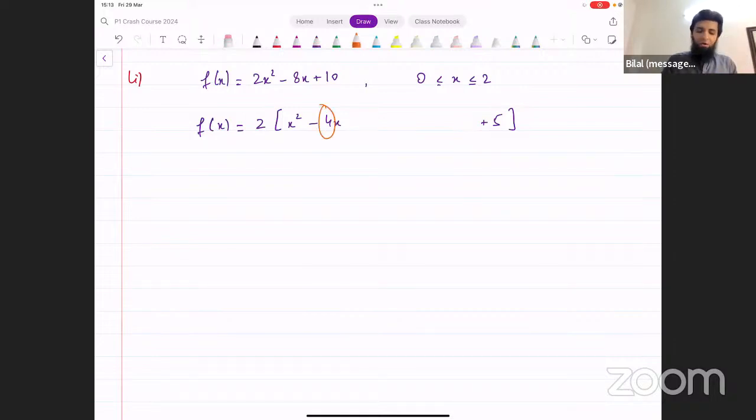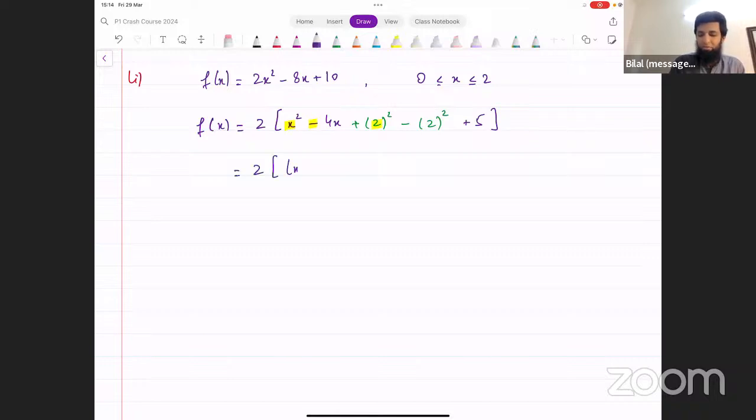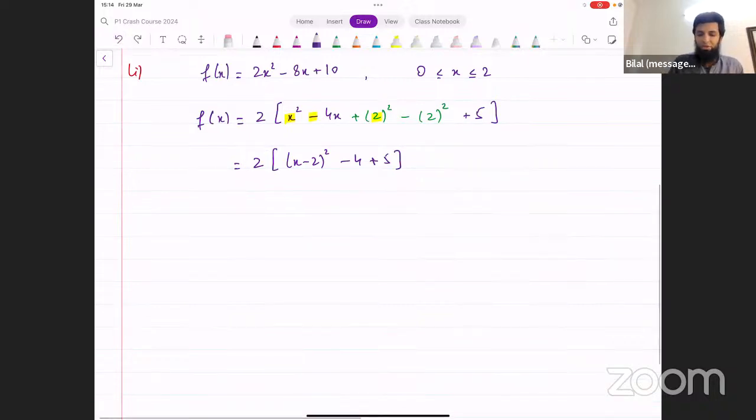Now you divide 4 by 2. What does that give you? 2. Add 2 squared and also subtract 2 squared, and that will give you a perfect square. From the first 3 terms, you have x minus 2 whole squared. That becomes 2 into x minus 2 whole squared minus 4 plus 5. Remember, this whole thing is inside the bracket for now. 2 is common outside. That's going to get multiplied at the end with each of those terms inside.